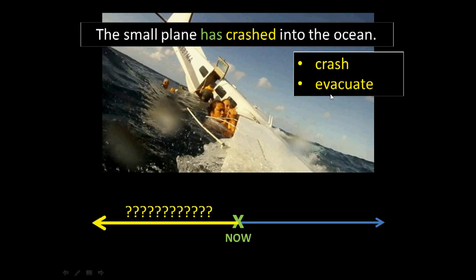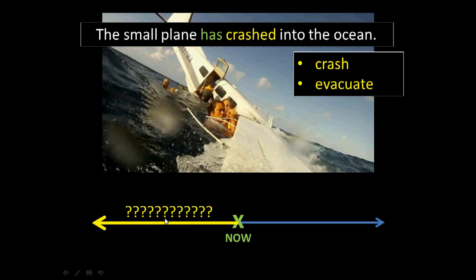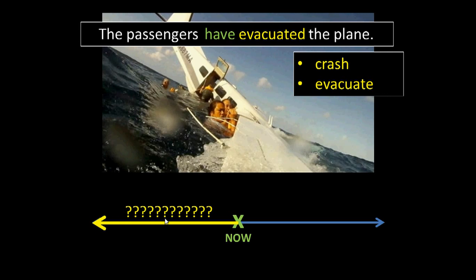Likewise, we can look at the word evacuate. How would we say this? Sure, the passengers have evacuated the plane. Again, we see we use the present verb have. The passengers have evacuated the plane because we're concerned about the result right now, and the action happened sometime in the past, but we don't know when. So, the small plane has crashed into the ocean, and the passengers have evacuated the plane.